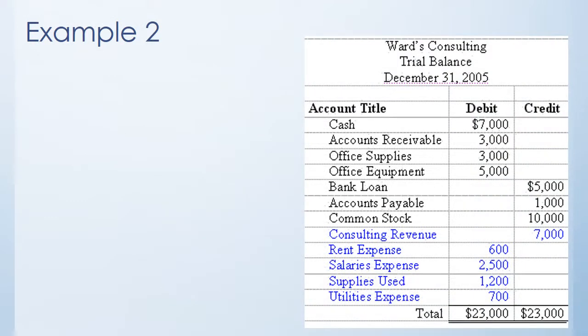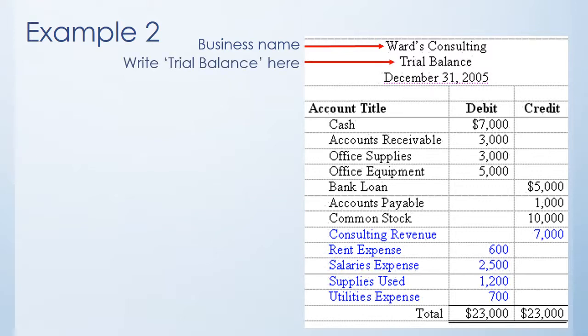Up the top here, we write the company name. In this case, it's Ward's Consulting. Directly below that, you'll need to clarify what you will be displaying in your table. This, as you may have guessed, is the trial balance. Below that, enter the date of your specified period. For my example, it is the 31st of December 2005.